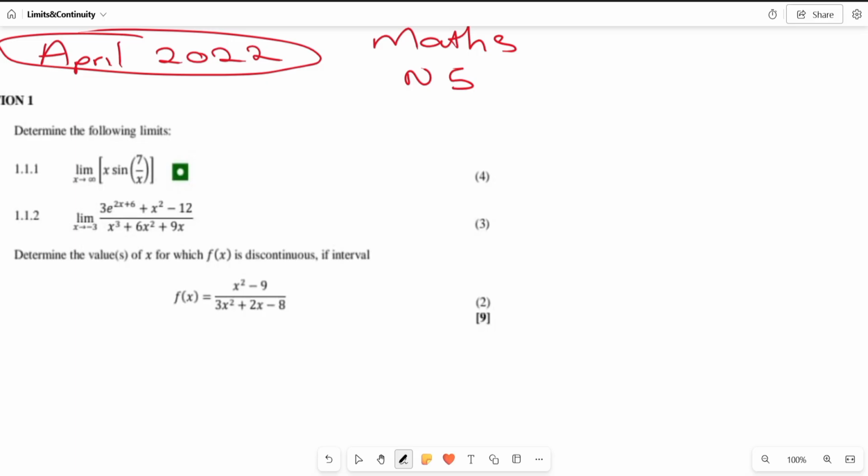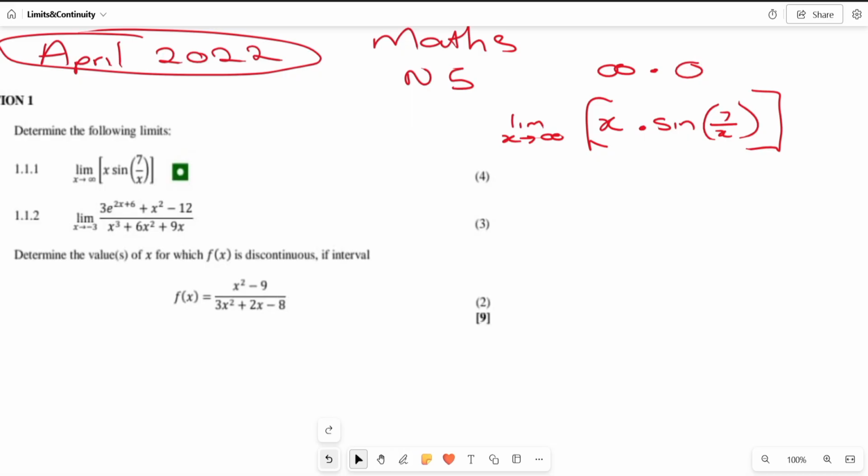Right. For this case here, we have lim as x approaches infinity, and I'm just going to rewrite it. You can see that we have x, and we are multiplying this with sine 7 over x. By the way, I can see we are going to have infinity times 0. This is the indeterminate form. How do I know that? Well, if I substitute the x with infinity, this position here would be infinity. Remember, we only have 4 cases, so this is the case that we are facing when we have infinity.